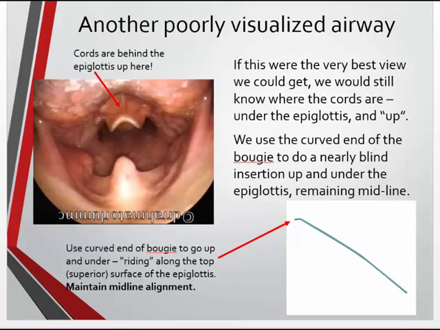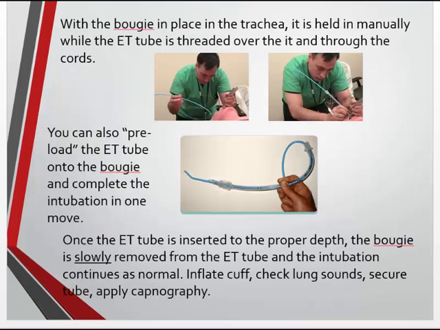So you'd use the curved end of your bougie, and you would do a nearly blind insertion. Your blade would be in here, but you would just touch this to the upper aspect of the epiglottis and just ride right along the top of this with that curved end pointing up, staying midline, and at some point you will hit the vocal cords and you'll go right between. That's the whole purpose of the bougie. So you're going to maintain midline alignment, and you're going to keep this upturned part of the bougie facing up and under the epiglottis here.